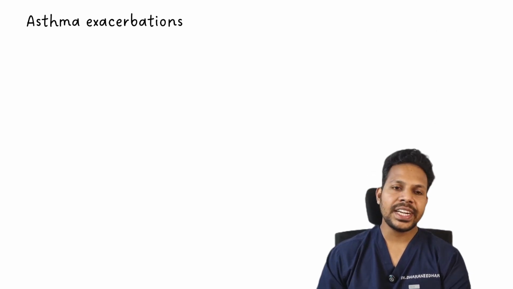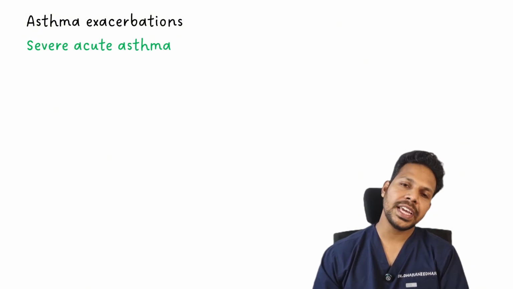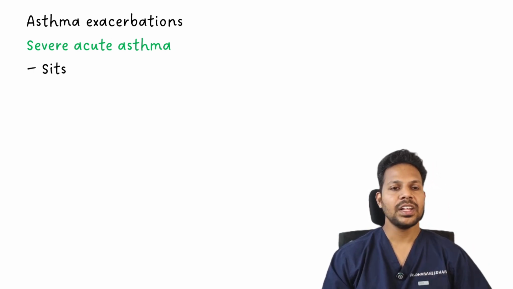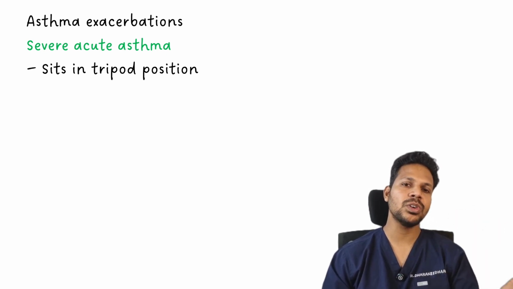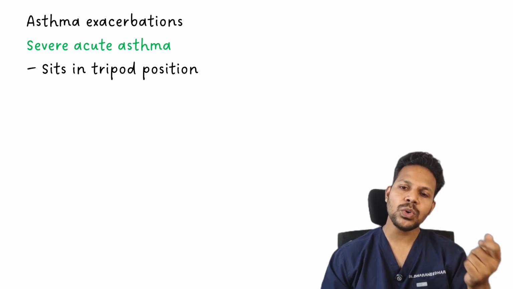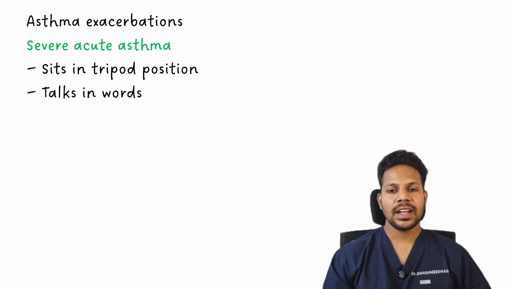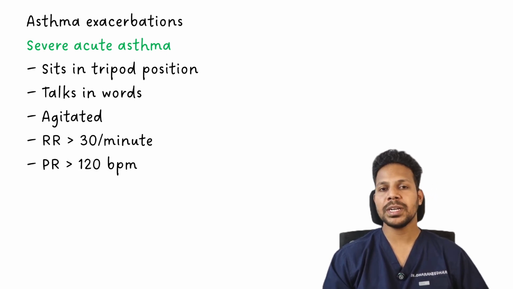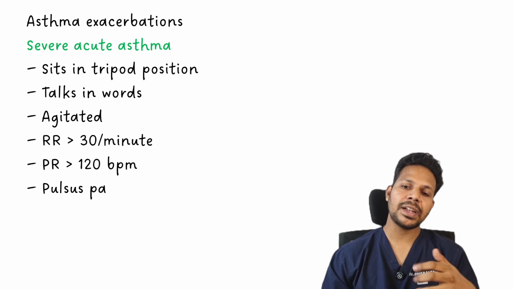Now, how do you treat an exacerbation of bronchial asthma, otherwise called severe acute asthma? Firstly, when you look at the patient, he sits in a tripod position, similar to that of a patient seen in severe COPD. Because of tachypnea, the patient will not be able to complete a sentence, and will only be able to talk in a few words. He is agitated and irritable because of this, and the respiratory rate will be more than 30 per minute. With tachypnea there is also tachycardia, with a pulse rate of more than 120 beats per minute. With severe acute asthma and hyperventilation, the patient will have pulsus paradoxus.